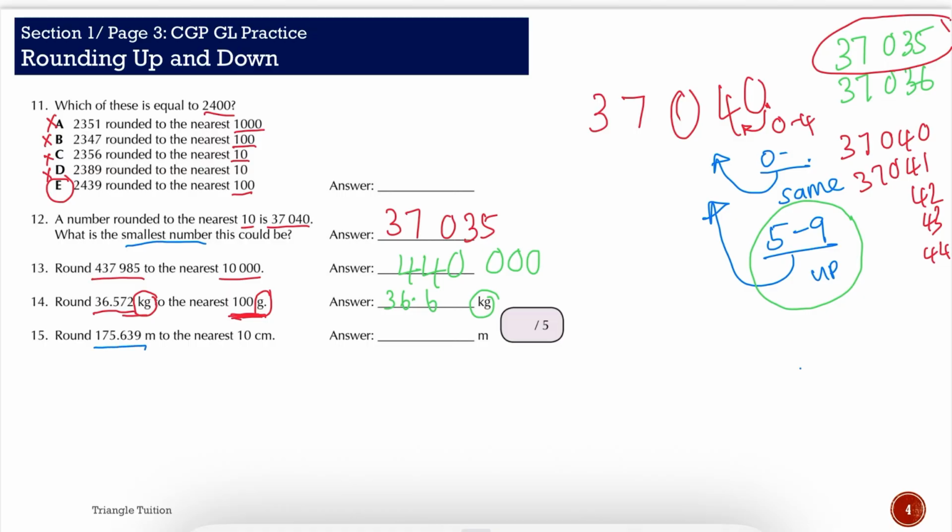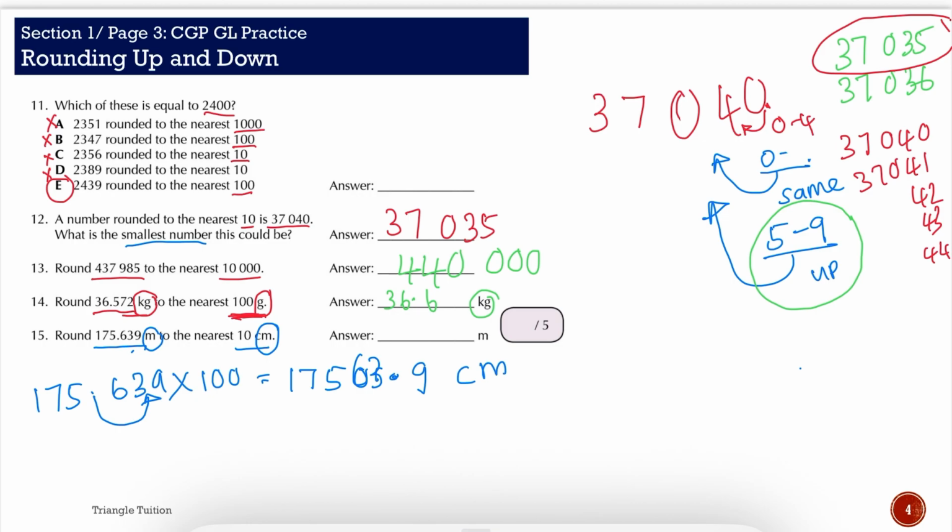So now let's look at the last question. Round 175.639 meter to the nearest 10 centimeter. Now we need to be mindful about the unit. So let's change this meter into centimeter. What we need to do is multiply the meter by 100. So the answer is 17,563.9 centimeter. The decimal moves by 2 digits. This is centimeter. Now we need to round to the nearest 10 centimeter.